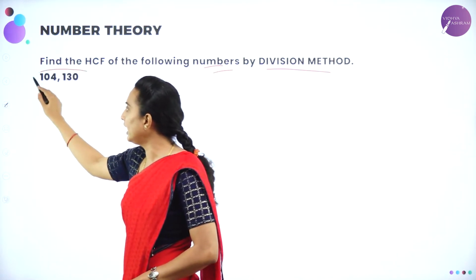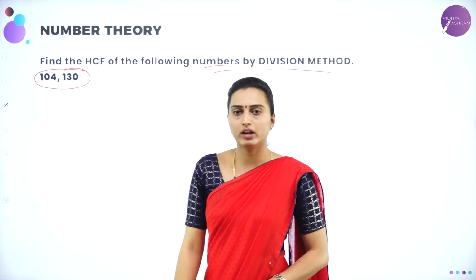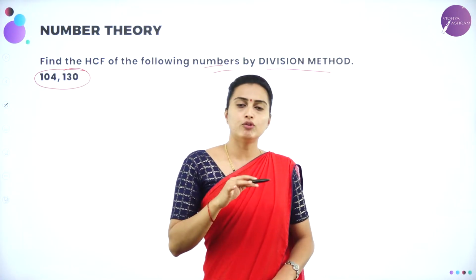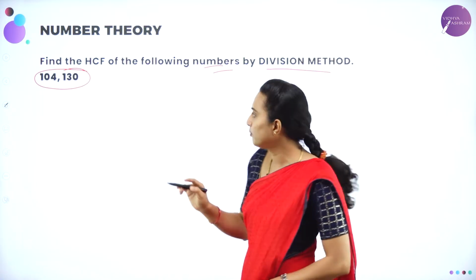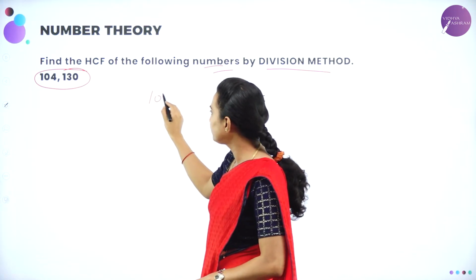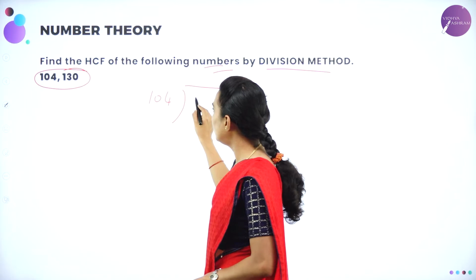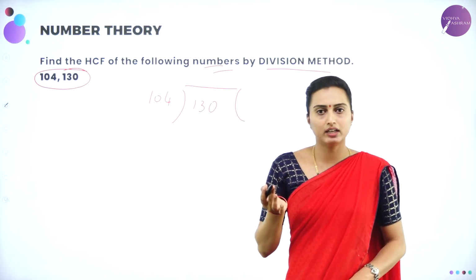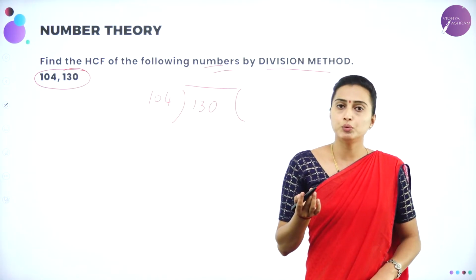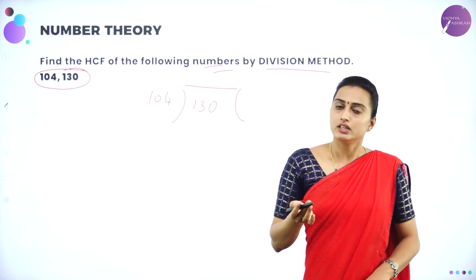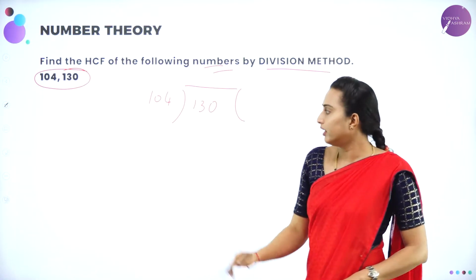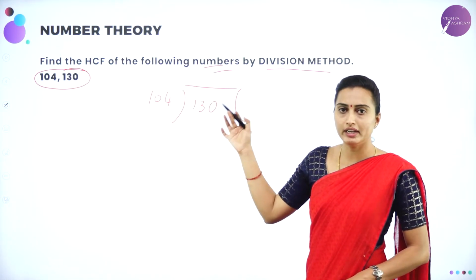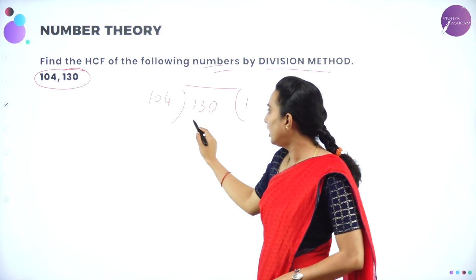Here I have taken again two numbers, 104 and 130, of which the largest number is 130. Therefore, 104 can divide 130, isn't it? Therefore, I am going to take 104 as the divisor. Here 130 I am going to write inside. So 104 ones are 104, 104 twos are 208, which goes beyond 130. So 104 ones are 104.